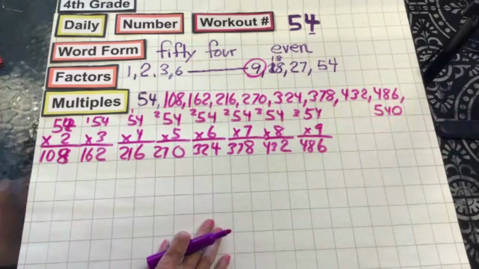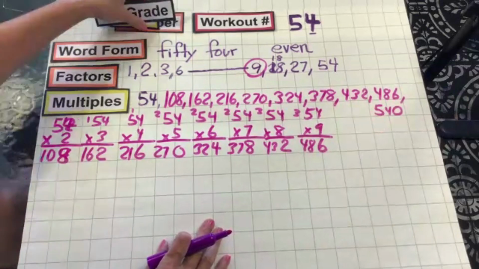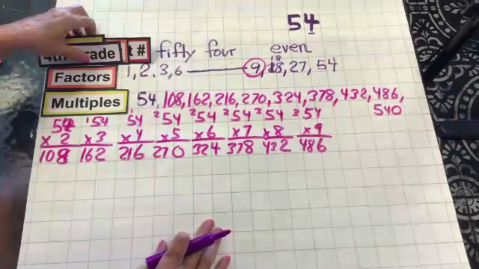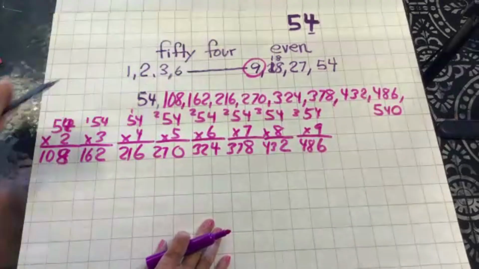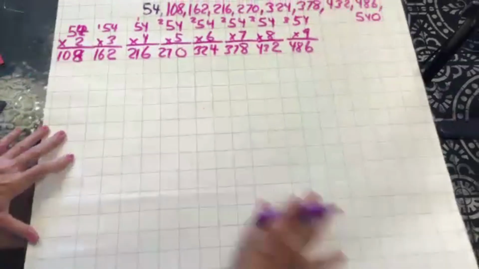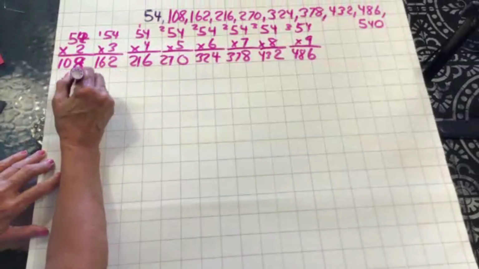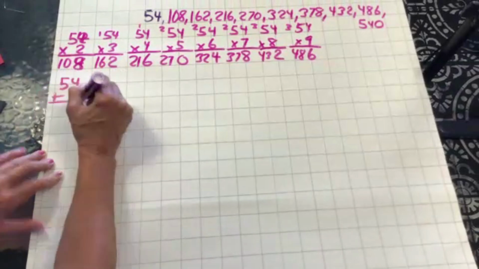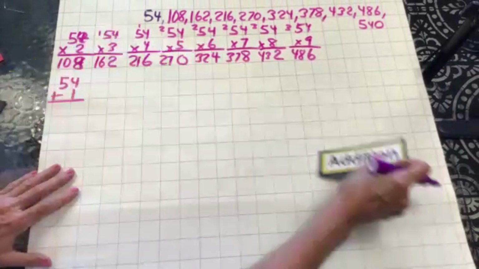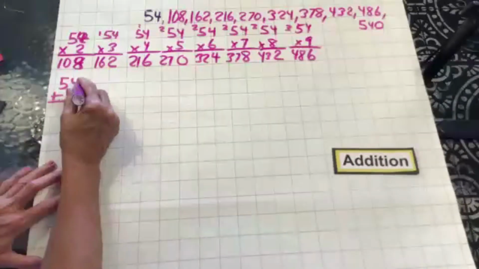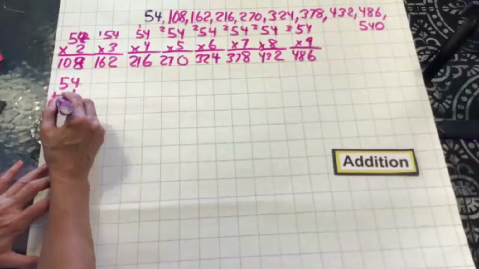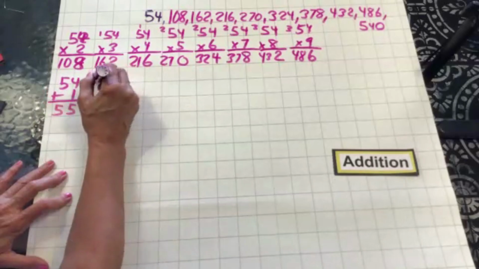All right, let's go ahead and clear the table of these cards. And that way we can move on to addition. So today we're doing 54 plus 1. So here's our addition. 4 plus 1 is 5. 5 plus nothing is 5.